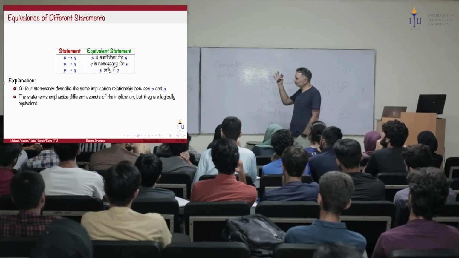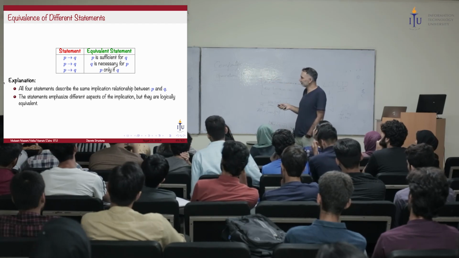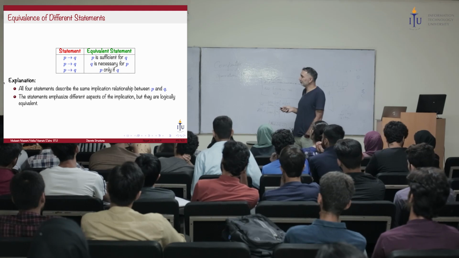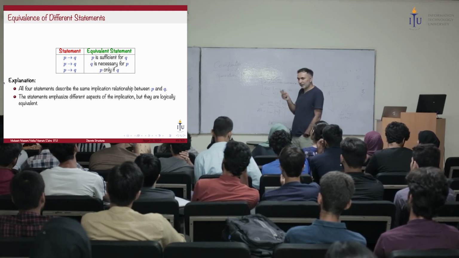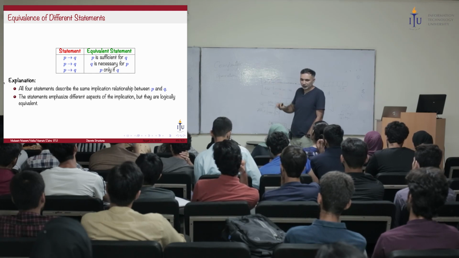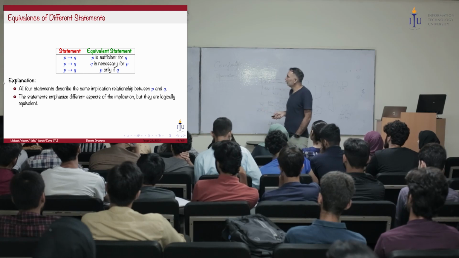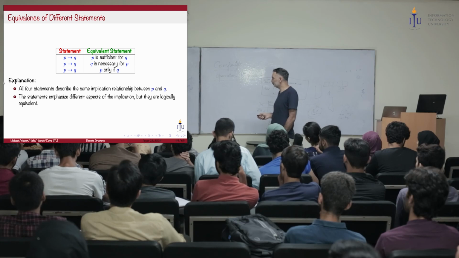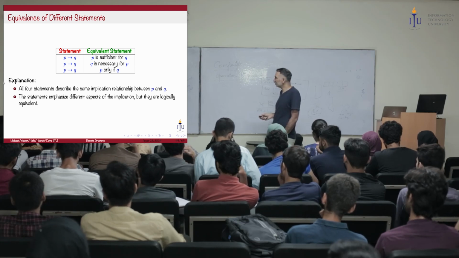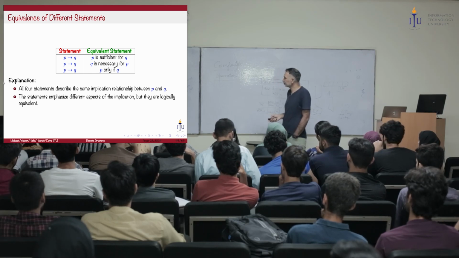Okay, let's rewrite these statements using some other words. But these are the key words that we are going to use. You should be very versed with these. We'll use sufficient a lot. We'll use necessary a lot, even after we move away from logic. So you should be able to understand what this means. All these statements describe the same implication, a relation between P and Q. The statements explain different aspects of the implication, but they are logically equivalent.